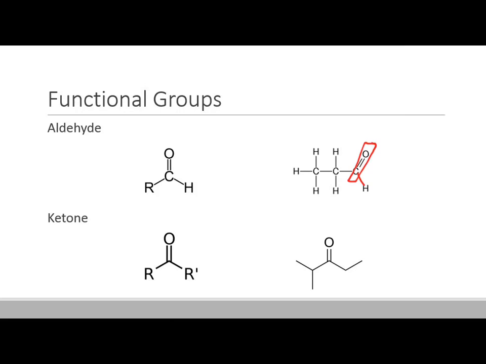A ketone, on the other hand, is going to be in the middle of a molecule somewhere. Here's our carbonyl carbon, but notice that in both directions it has carbons coming off of it, right? Whereas the aldehyde only has it on the very end, where you have only a hydrogen after that.